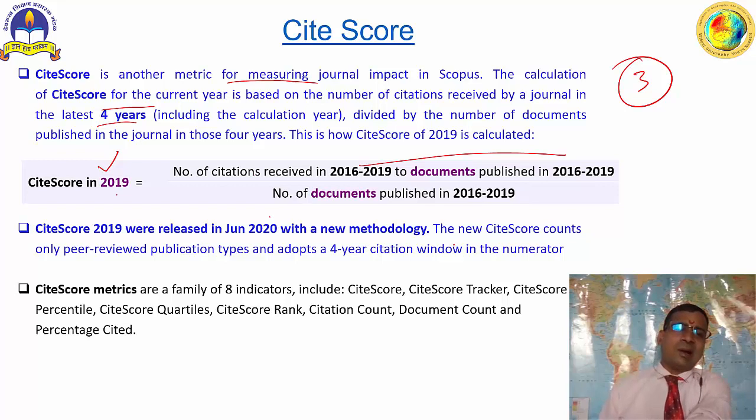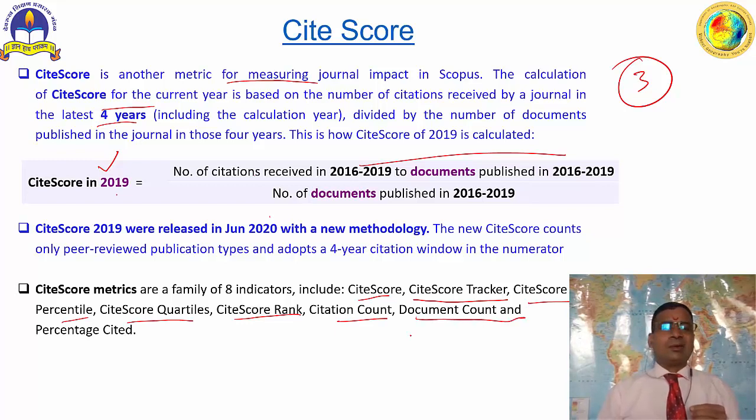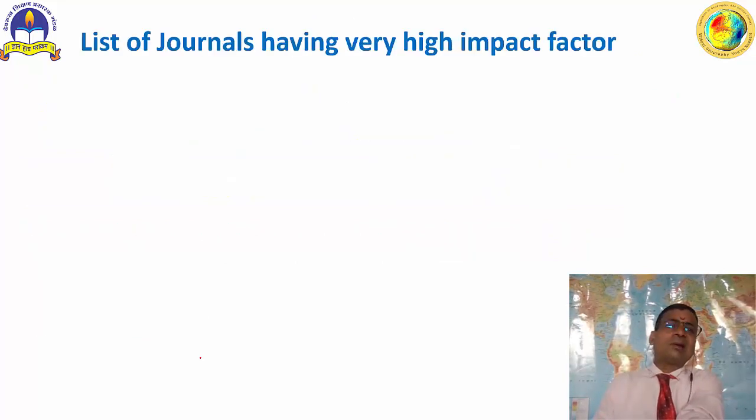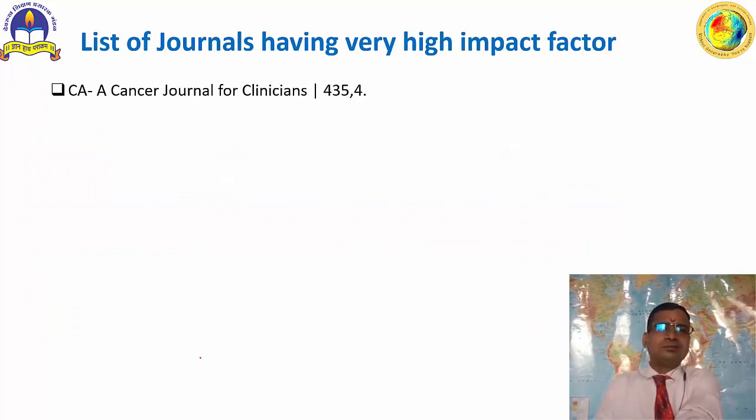CiteScore metrics are a family of 8 indicators, and it includes CiteScore, then CiteScore Tracker, CiteScore Percentile, CiteScore Quartiles, CiteScore Rank, Citation Count, Document Count and Percentage Cited, etc. Various 8 metrics are there, and it is being used by Scopus for the calculation of impact factor and impact of the journal. Suppose we are interested to publish our research paper in a very high impact journal, which has a very high impact factor.